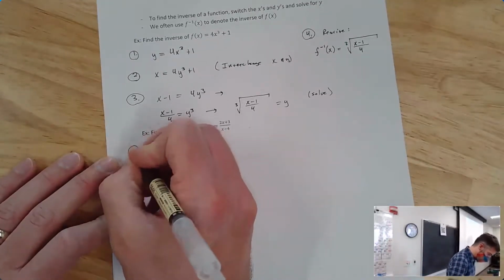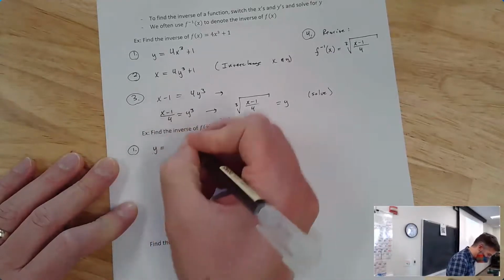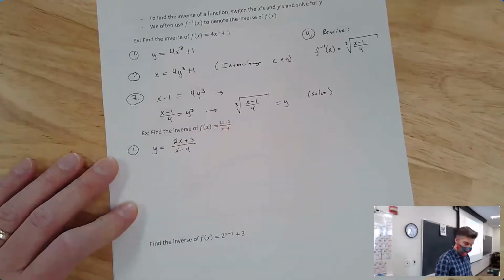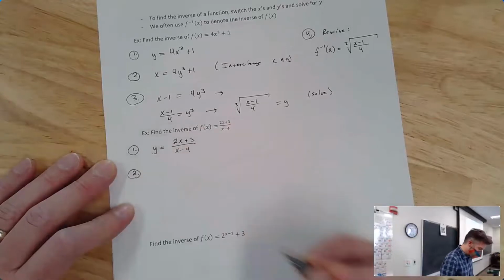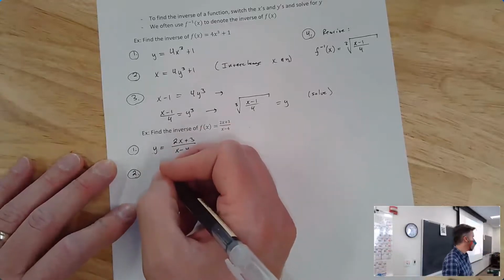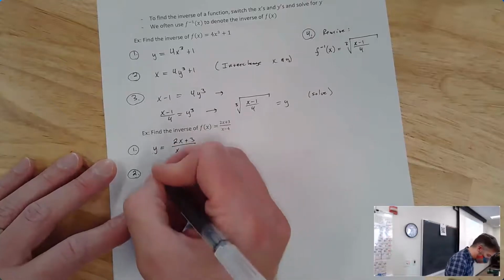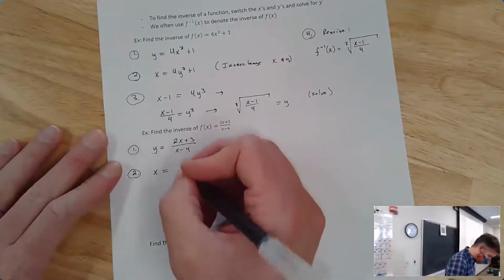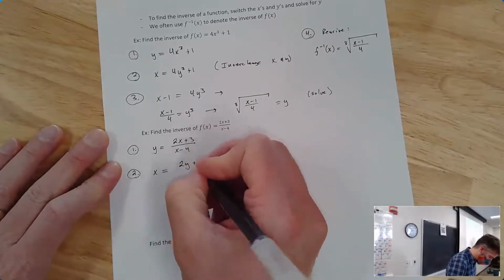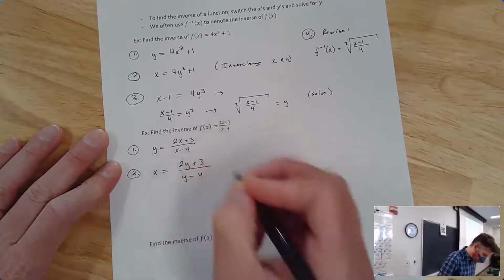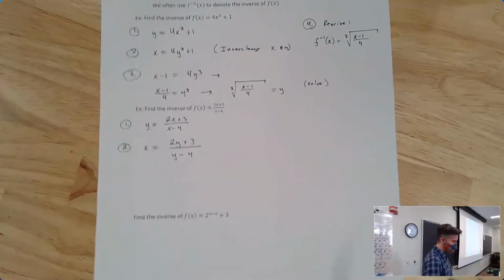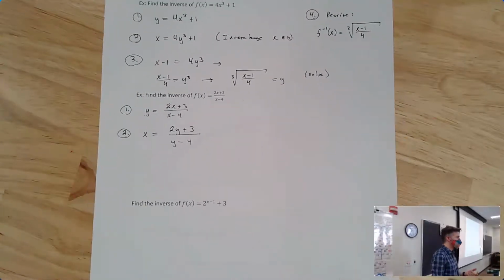So step 1, rewrite it. I got y equal to (2x plus 3) over (x minus 4). Step 2, interchange them. So every y, which there should only be one of, becomes an x, but every x, which there might be more than one of, becomes a y. So I get x equal to (2y plus 3) divided by (y minus 4). This particular brand of function is usually the most challenging to invert because we have to be extra careful that we isolate y and our answer doesn't have any y's in it.